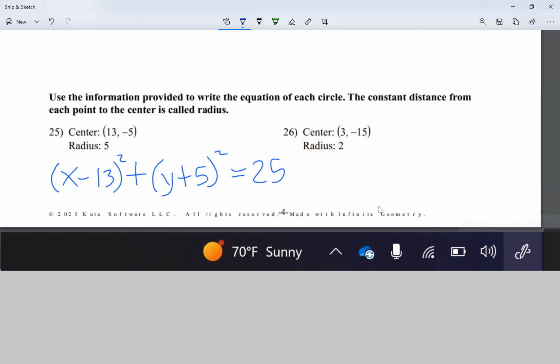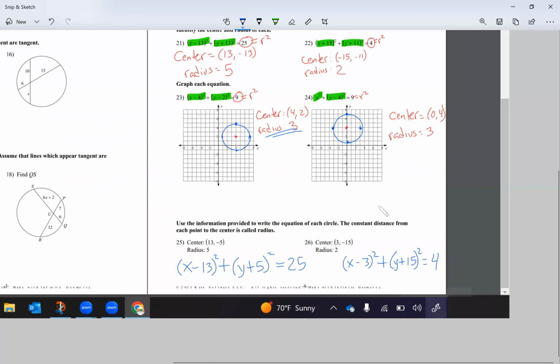Now looking at question number 26. My x value is positive 3, so let me write this as x minus 3 squared. My y value is a negative 15, so let me write this as y plus 15 all squared. Don't forget to switch the signs. There's a plus in between the parentheses, and I'm gonna let this equal 4. Now that 4, because remember I multiplied radius by itself, radius squared, so that's where I got the 4 from. Okay, there you go.